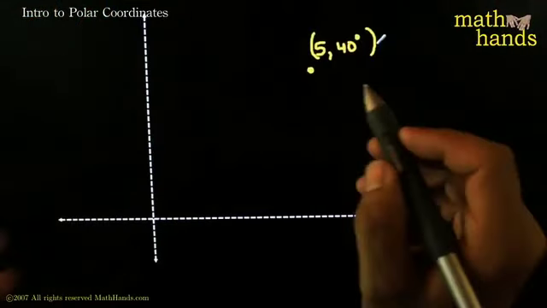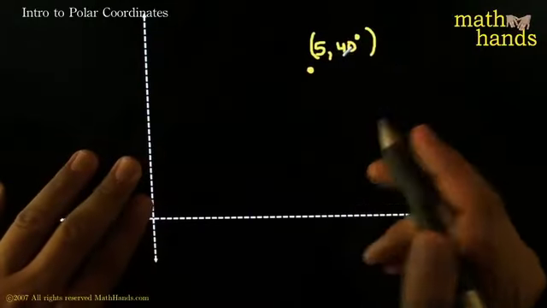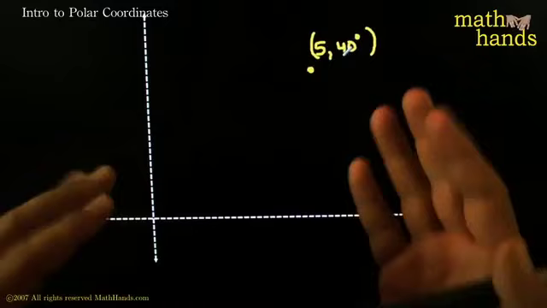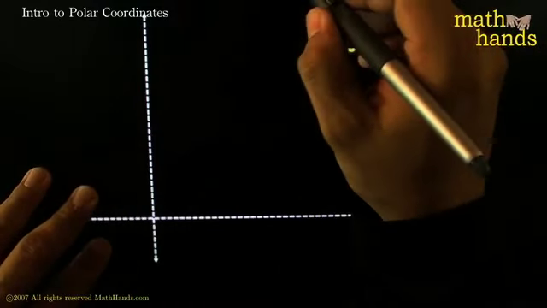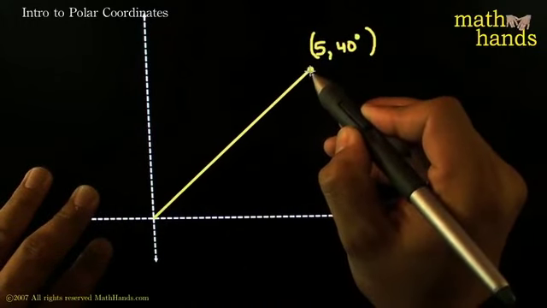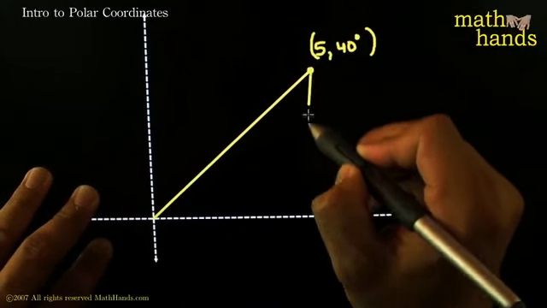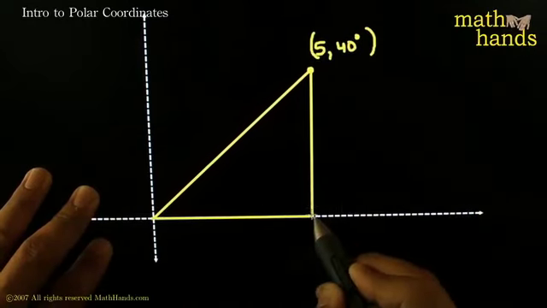Okay, so let's translate our first point. This is in polar coordinates 5, 40 degrees. And the question is, how do we translate that to Cartesian? Well, fortunately, there's nothing to this. We already have all the tools to do this. What we do is we make a triangle out of it. In fact, we make a right triangle out of it.